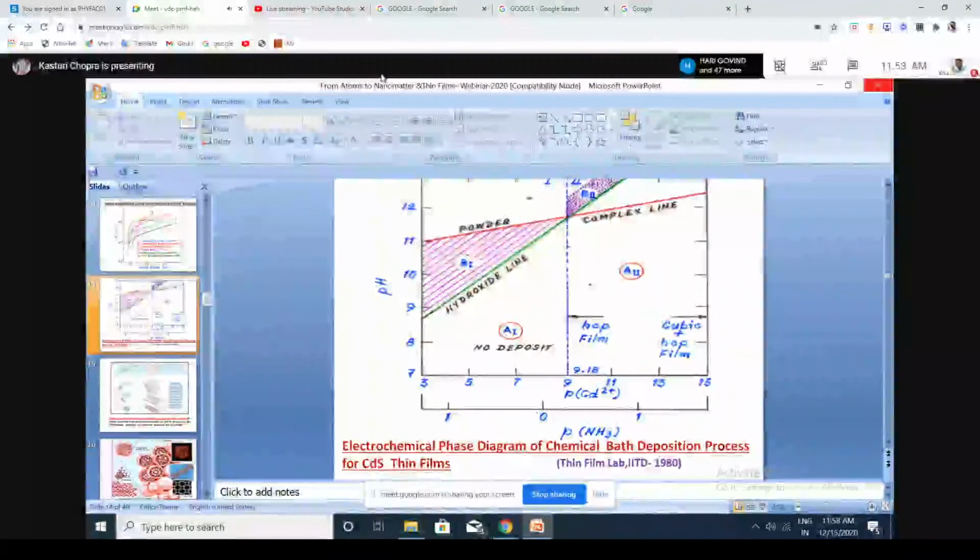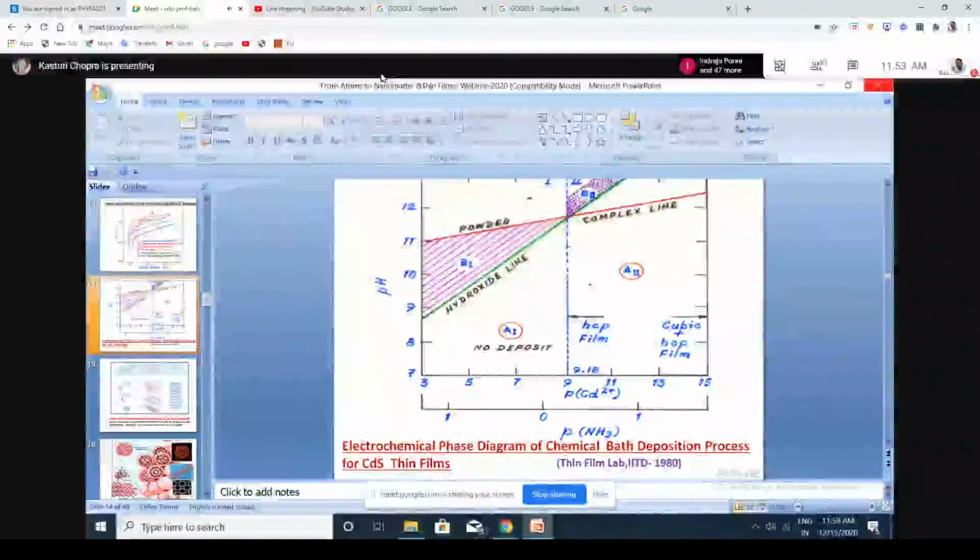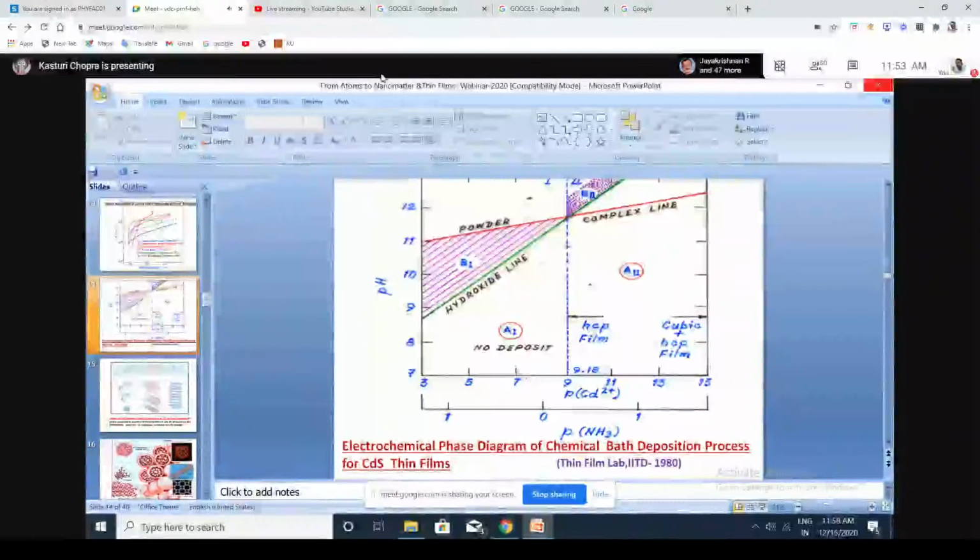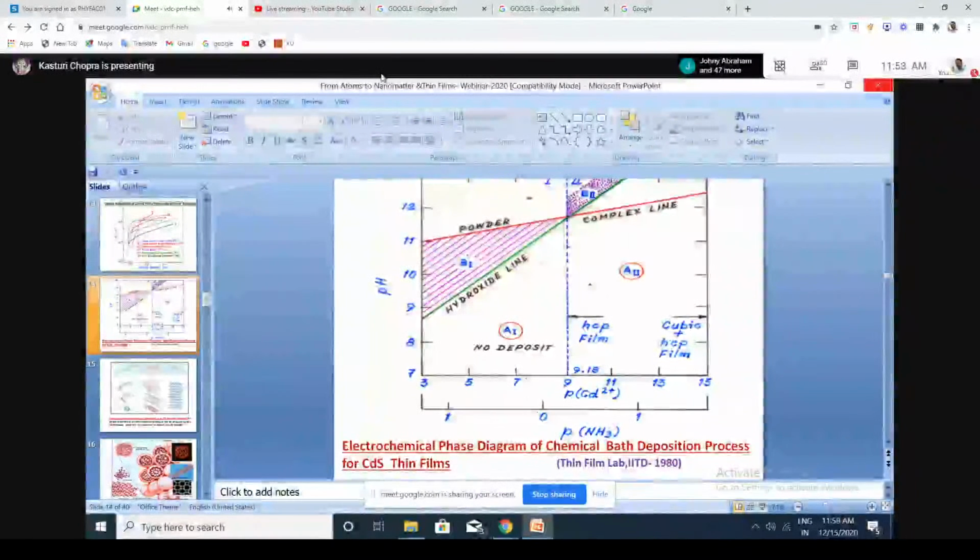Unfortunately, we did not patent it. There are people in the world who are nice to us, okay? They call it Chopra process, CBD process. But this is probably the most important contribution coming from our thin film lab to the world here. Because almost all processes that use thin films of cadmium sulfide for solar cells, they use this CBD process today, okay?